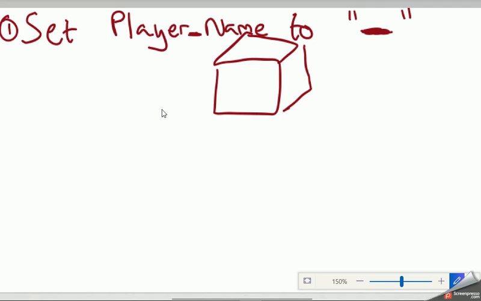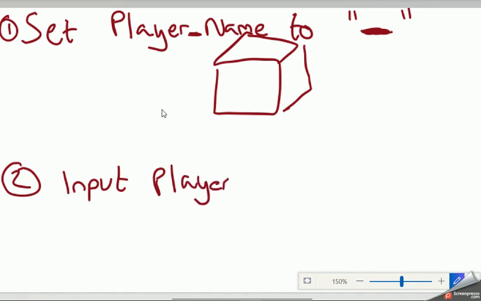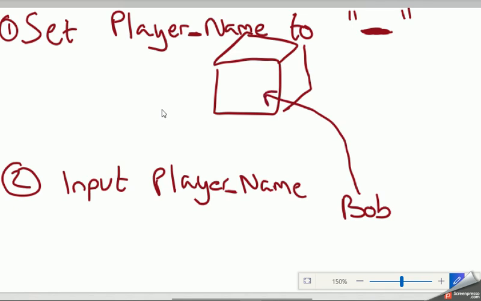Now what we want to do is give the person playing the game a chance to enter their name. So let's do it. Input. Let's put the variable down. Player name. So if they write the name Bob, the name Bob will become in here, and this will become Bob.